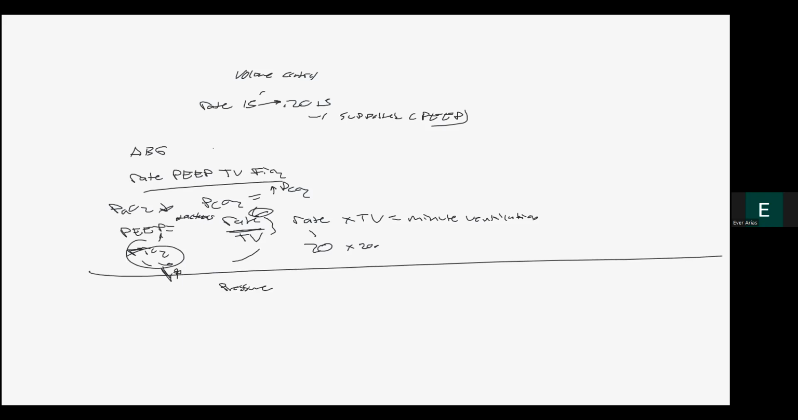Pressure control, on the other hand, is basically you're setting the inspiratory pressure. You're also setting a PEEP. You're also setting a rate, and you're setting an FiO2. Question mark is tidal volume. You don't know what the tidal volume is. You're not able to control tidal volume. This mode is useful when patients have high peak pressures.